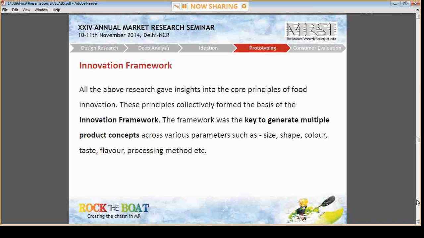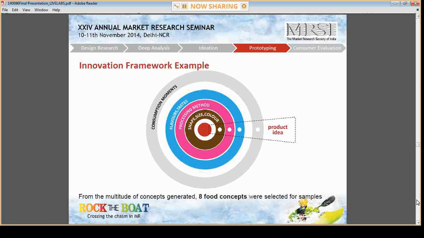What it also led to is an innovation framework. The way this evolved was a very beautiful thing, because it helped the client come up with umpteen such ideas. If you go to the next slide, you see a diagram. This is not the real innovation framework which we gave to the client, since that is very confidential, but it gives you a rough idea about what the framework is about.